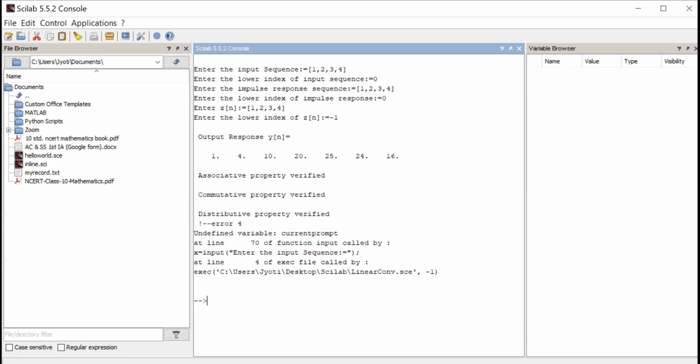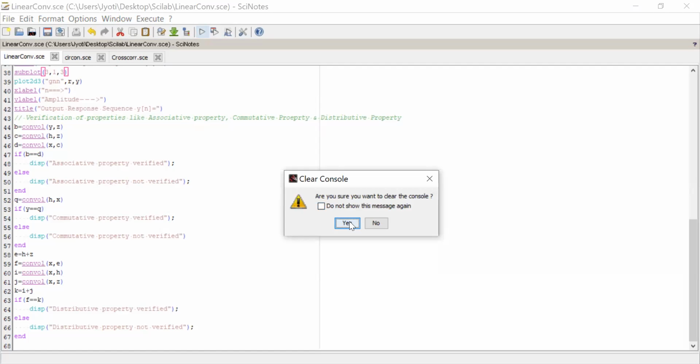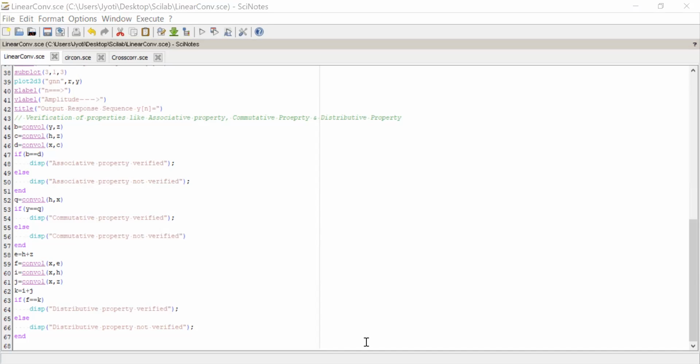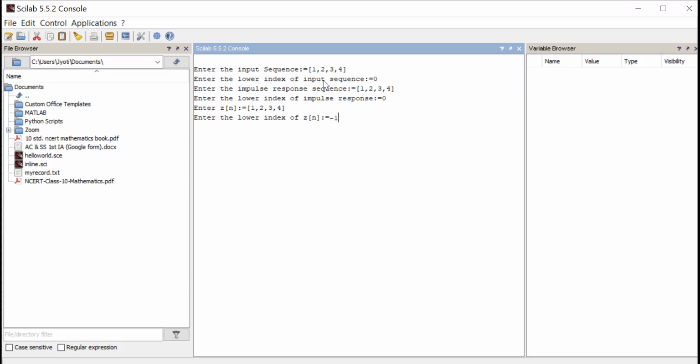Okay, once again I will show the output waveforms. I'll execute it once again and I'll show how we'll get the output. Click on this execute command. Okay, click on S, then go to another window where you need to enter the inputs and where you'll get the outputs. Here I'll take 1, 2, 3, 4. Starting limit is 0. Then another sequence also I'll take it as 1, 2, 3, 4, and that will also start at 0. Then z of n also I'll take it as 1, 2, 3, 4, and it will start at -1. Now I'll press enter, you'll get the outputs.